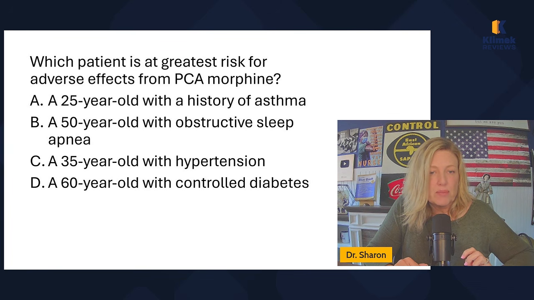A 25-year-old with a history of asthma, a 50-year-old with obstructive sleep apnea, a 35-year-old with hypertension, or a 60-year-old with controlled diabetes. So the age doesn't really matter. So C and D are out. I'm crossing those off. Those aren't respiratory problems.